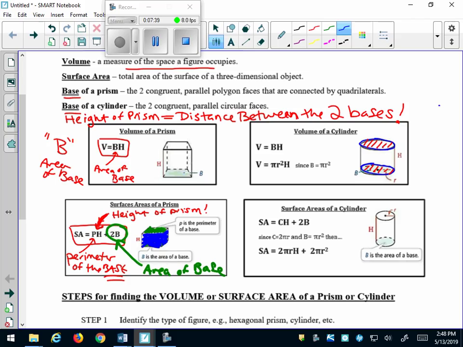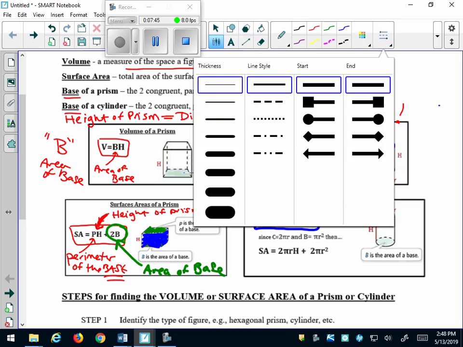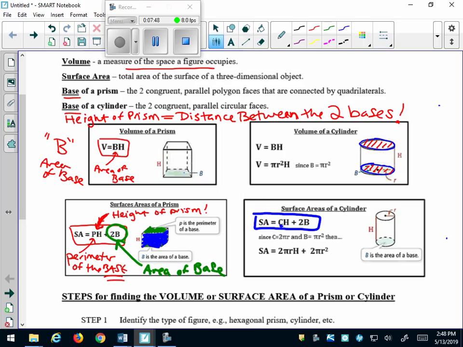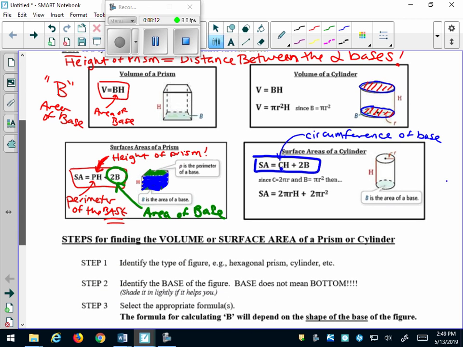Okay, surface area of a cylinder, notice it's the exact same thing. But instead of PH plus 2B, it's CH plus 2B. Well, C is the same thing as P when you're talking about circles, right? C stands for the circumference of the base, because the perimeter of a circle is just called the circumference. So it's really not a different formula. It's still PH plus 2B, CH plus 2B. It's the same thing. What you want to remember, though, is that C equals 2 pi r.